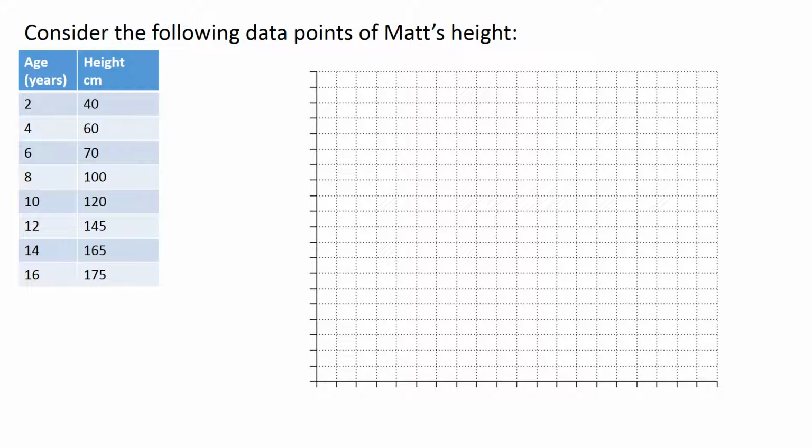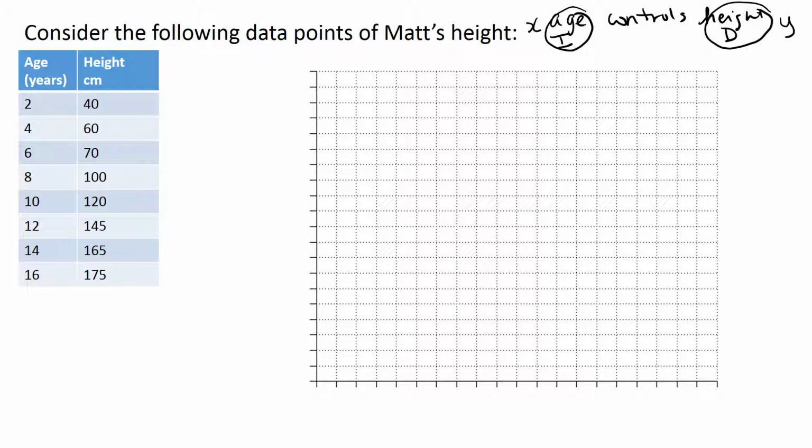So before you tackle making a plot, you have to decide which axis is which, what variable goes on which axis. So in this case, age controls height. So that means age is the independent variable and height is the dependent variable. The height depends on the age. So that means the age is the x, or horizontal, and height is the y, which is the vertical.